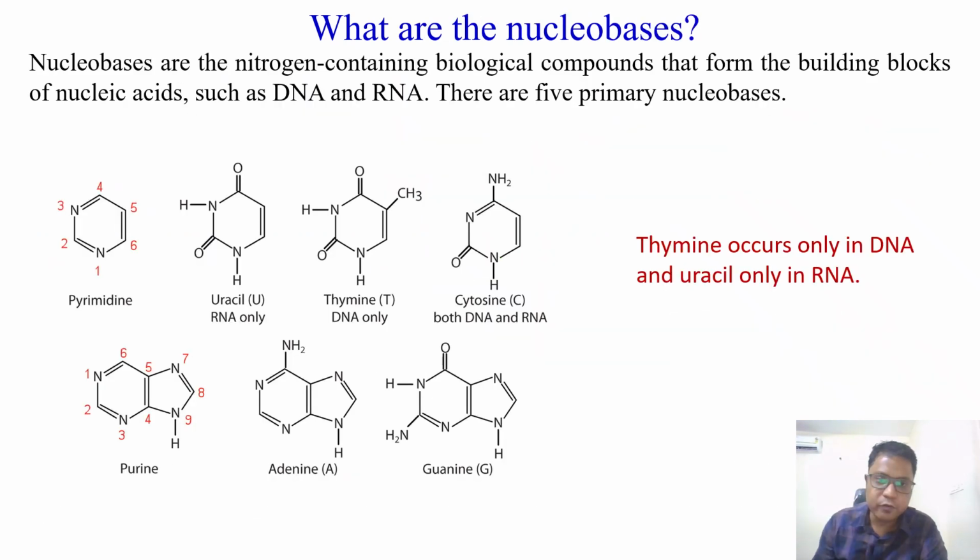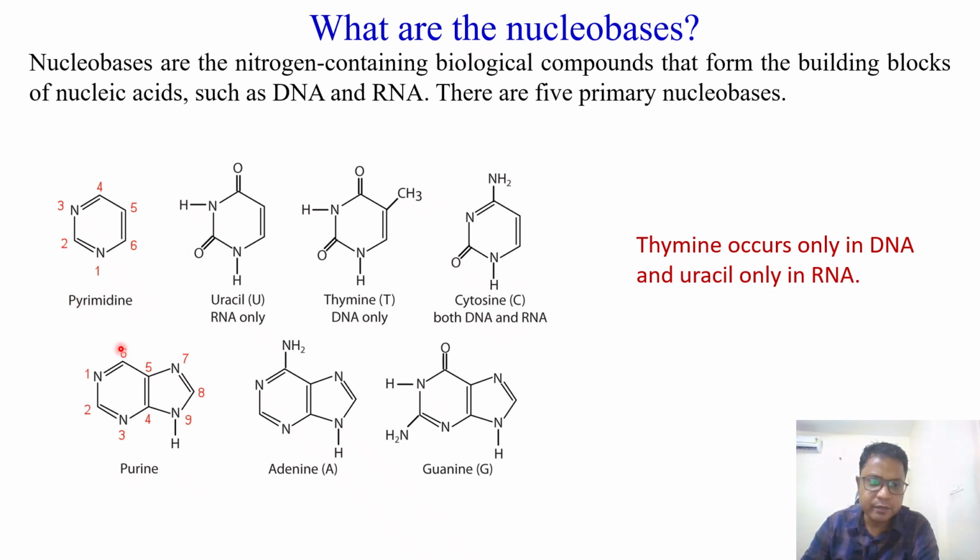So what are the nucleobases? Basically, five nucleobases are found in nucleic acids. Nucleobases are nitrogen-containing biological compounds that form the building blocks of nucleic acids, such as DNA and RNA. There are five primary nucleobases. Three are derivatives of pyrimidine, and two are derivatives of purine.